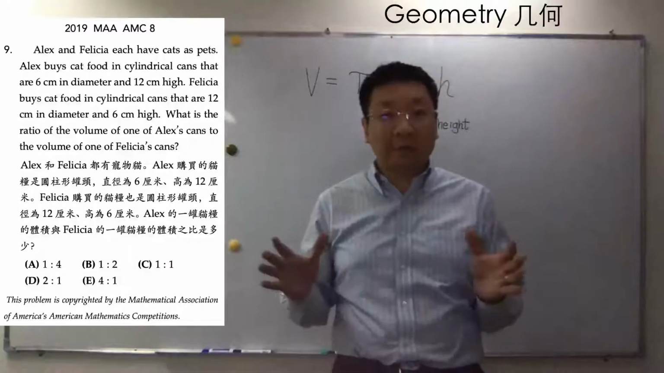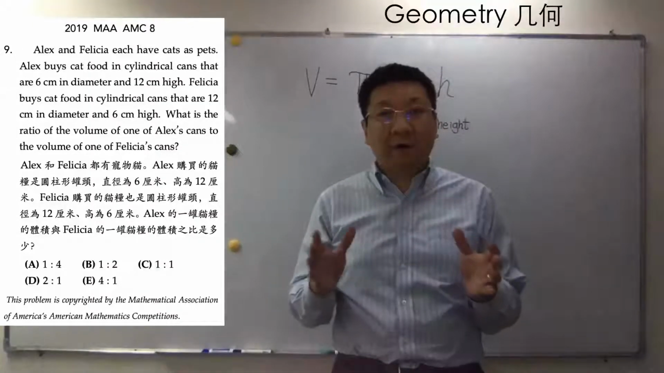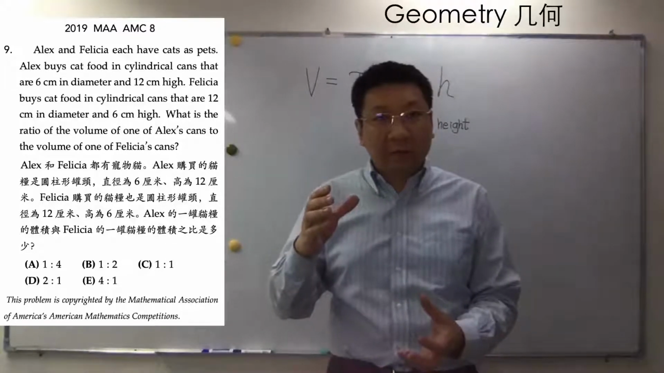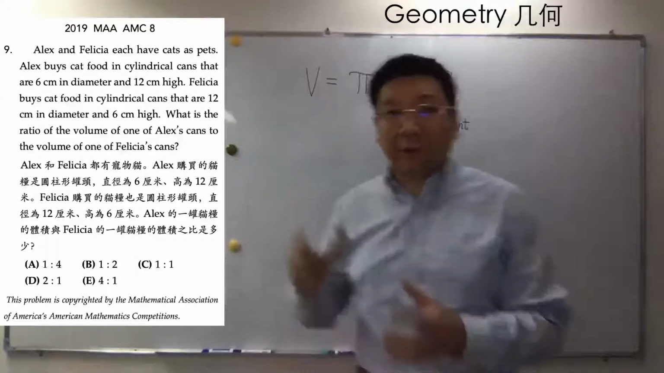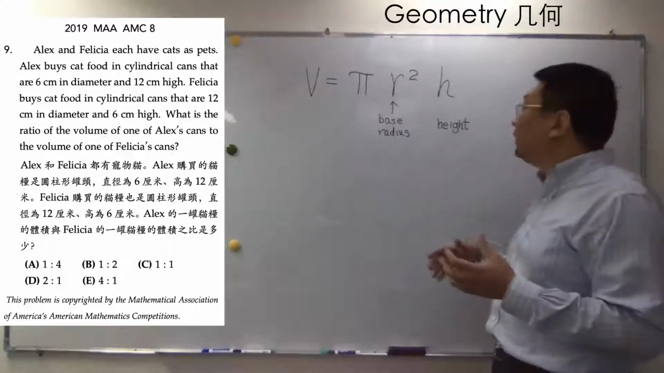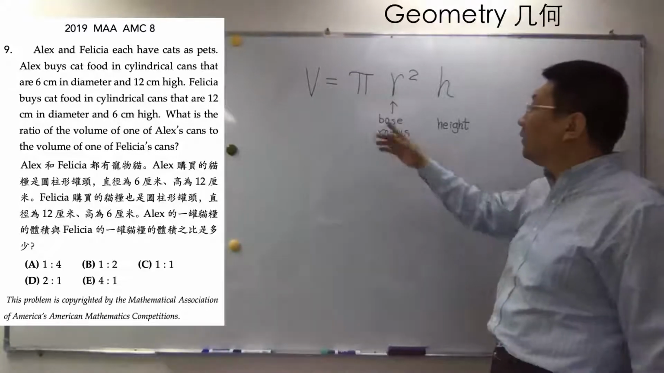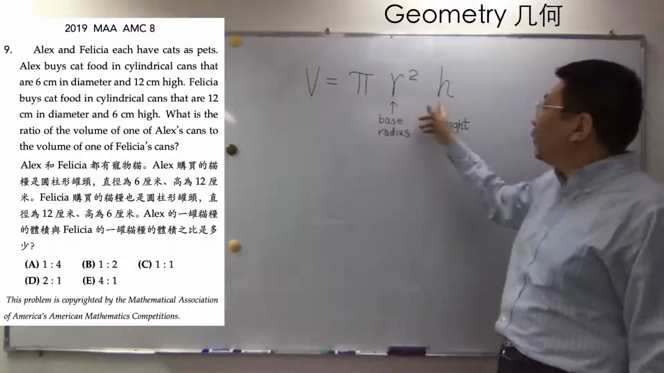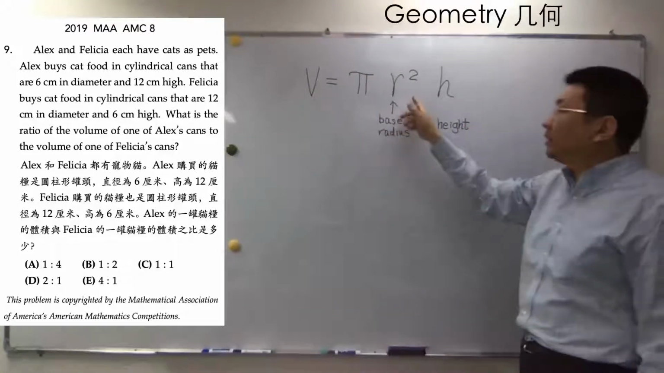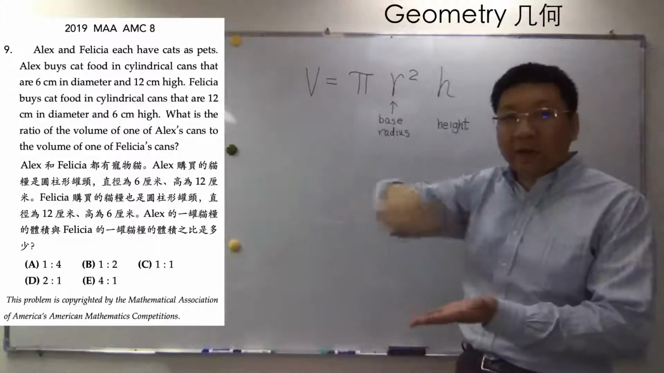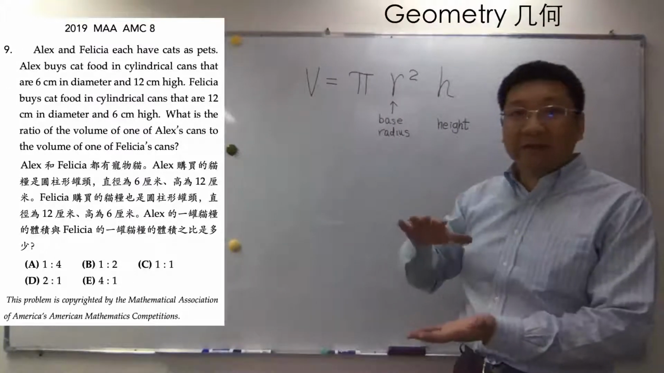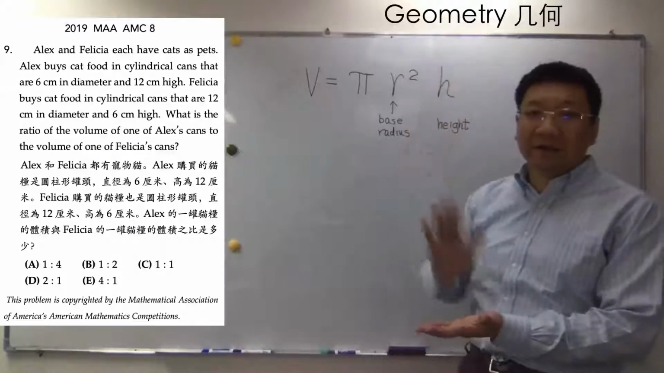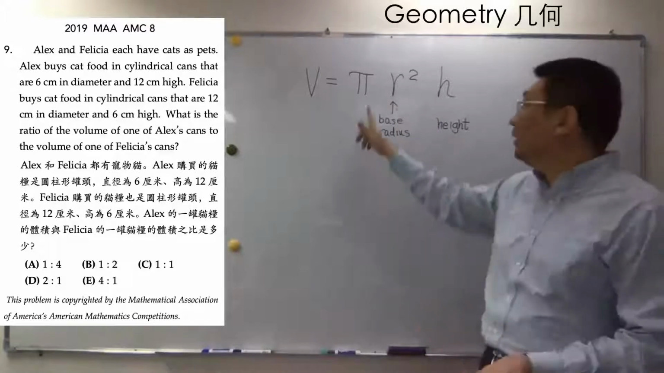It's a solid geometry question. It's regarding the volume of a cylinder, but it's also basically a straightforward question. Why? Because we know the formula for the volume of a cylinder. It would be pi r squared h, where pi r squared calculates the area of the base of the cylinder, and h is the height of that cylinder.